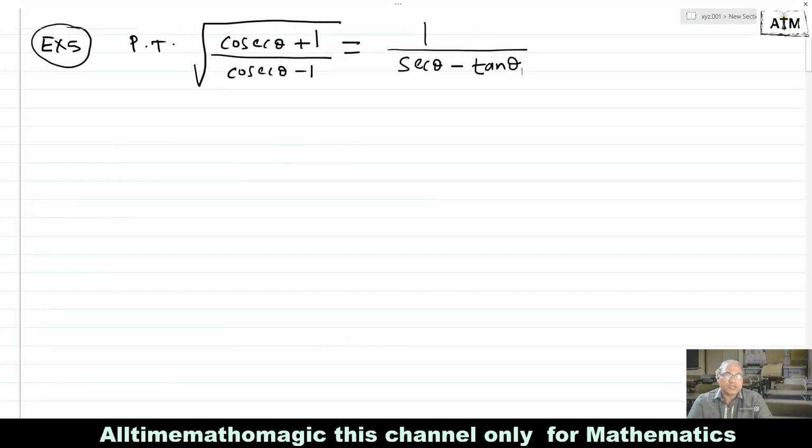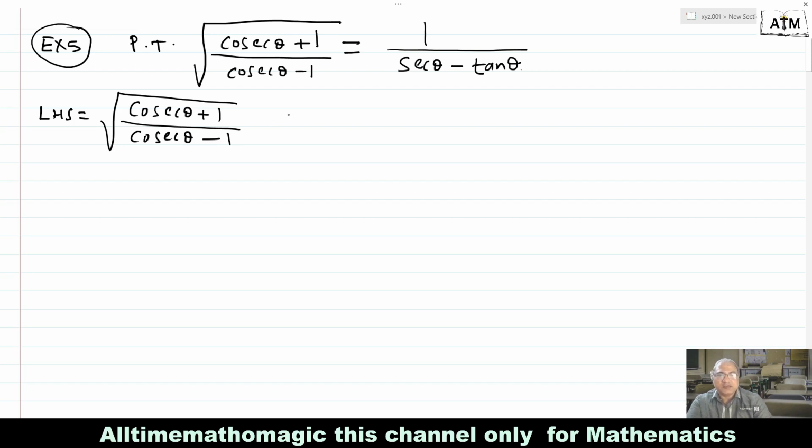Prove that cosec theta plus 1 upon cosec theta minus 1 equals 1 upon sec theta minus tan theta, taking LHS. We have to take the bigger side and then we can easily prove the smaller side. LHS is bigger and RHS is smaller, therefore I have selected LHS here. It is not always advised to take LHS. Sometimes we need to take RHS as well. Now we have taken the LHS here, that is cosec theta plus 1 upon cosec theta minus 1.